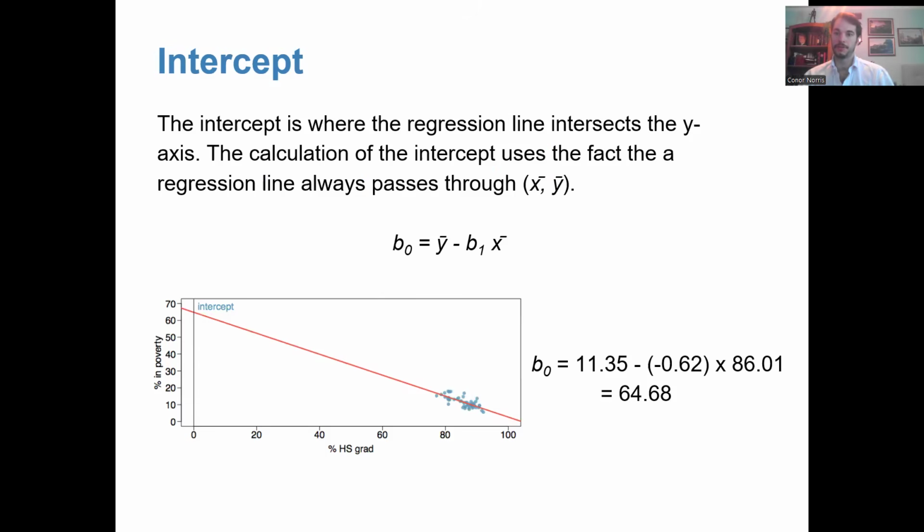The intercept is where the regression line crosses the y-axis. To find it, we use the fact that the regression line always passes through the point x bar, y bar. b0 equals y bar minus b1 times x bar. So when we plug in our numbers, 11.35 minus negative 0.62 times 86.01, which works out to 64.68.